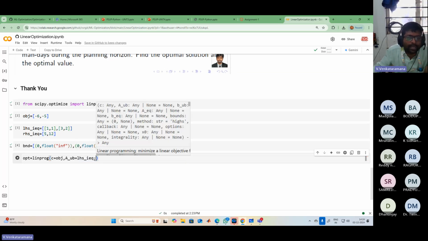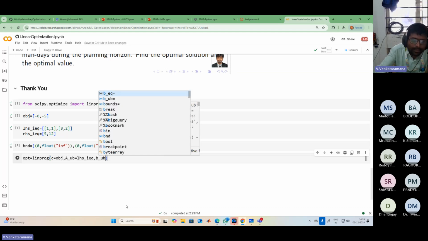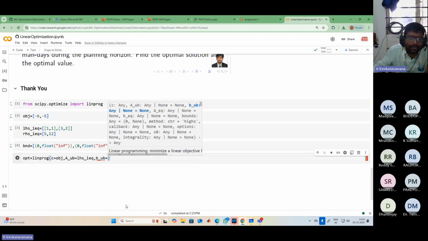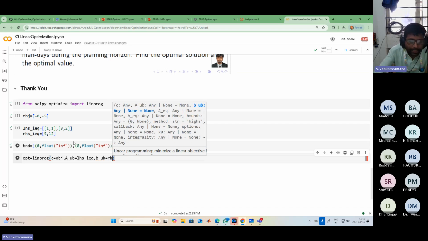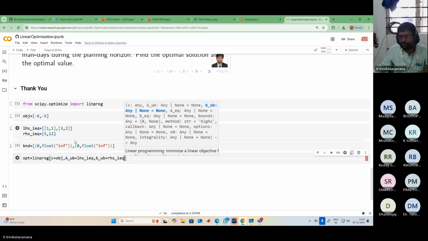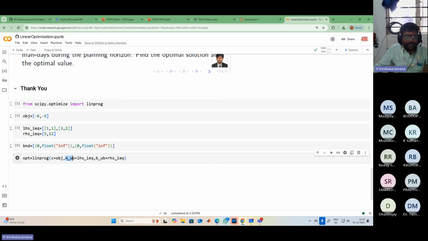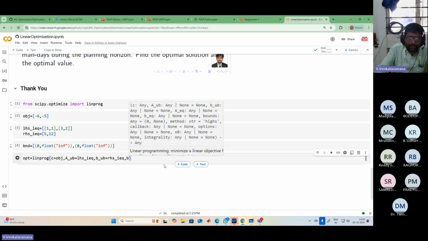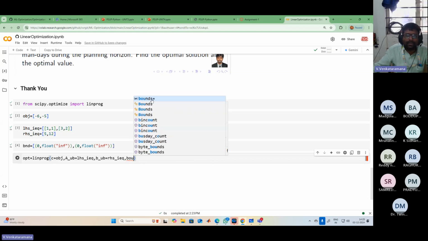Similarly, what next do we have to pass? BUB, that means the constant matrix of your inequality constraints. So the constant matrix is RHS underscore IEQ, and I'm passing that also. I hope you understand, right? So I'm passing the objective function, the inequality constraints coefficient matrix, the inequality constraints constant matrix, and also you have to pass the boundaries.